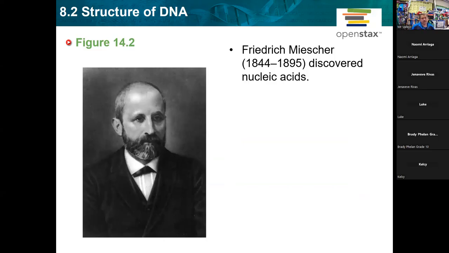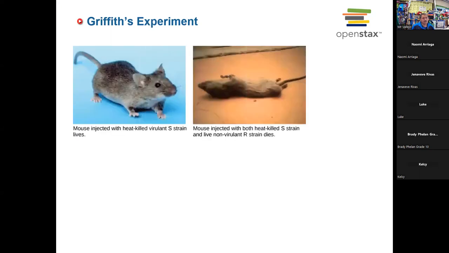First, we have Miescher, who discovered nucleic acids in the late 1800s. It's only been about 150 years since we started to figure out the structure of DNA, and figuring out that it is actually DNA, as they thought it was proteins. That was the device that took the genetic information and passed it along to the next organism. Well, how do we do that?